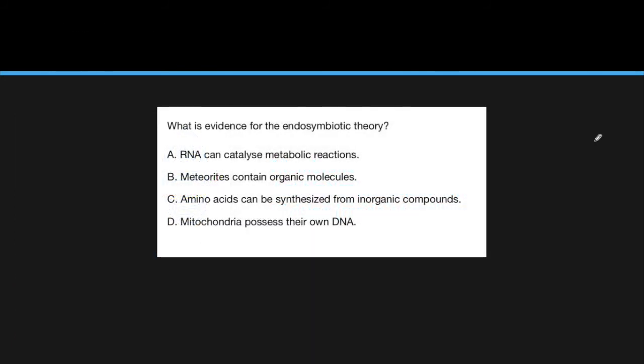Okay, so we finished with all the content, so good job with that. And now we're just going to get into a couple of practice questions. The first practice question I have for you is, what is evidence for the endosymbiotic theory? The endosymbiotic theory is what we just went over, and what I want you to do when you look at this question is immediately look at the responses.